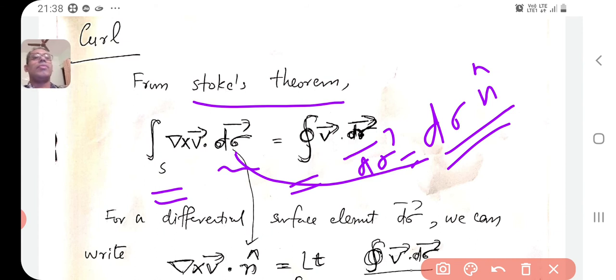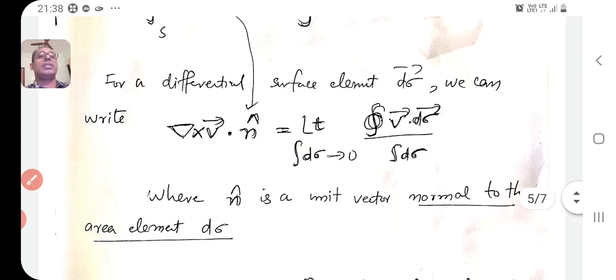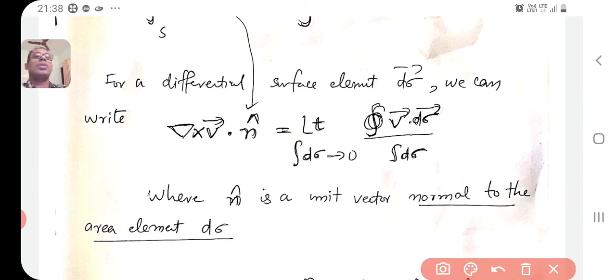And if everywhere del cross V is a constant, I can take del cross V outside. So del cross V dot n will be the limit, as d sigma tends to 0, because the area that we are considering is very small, of the line integral of V dot dr over d sigma.